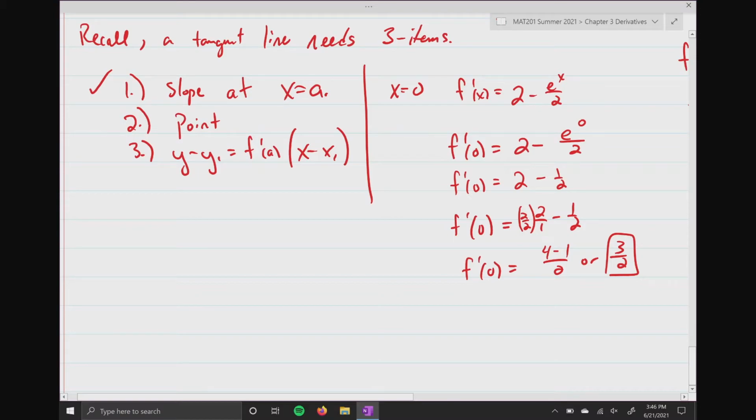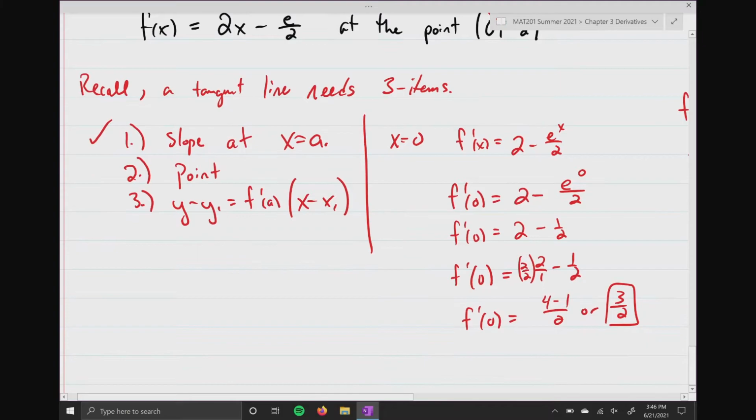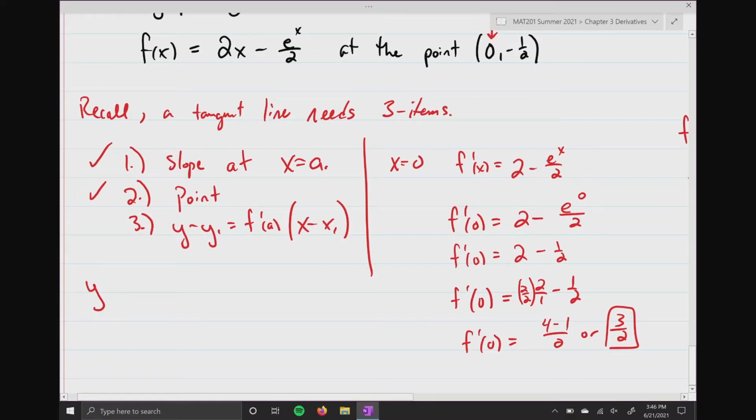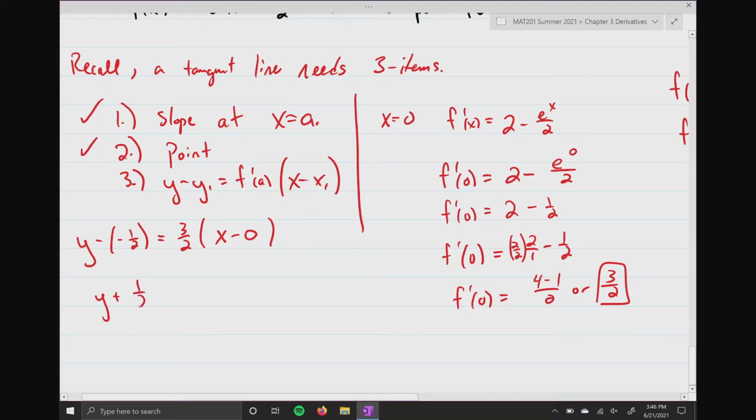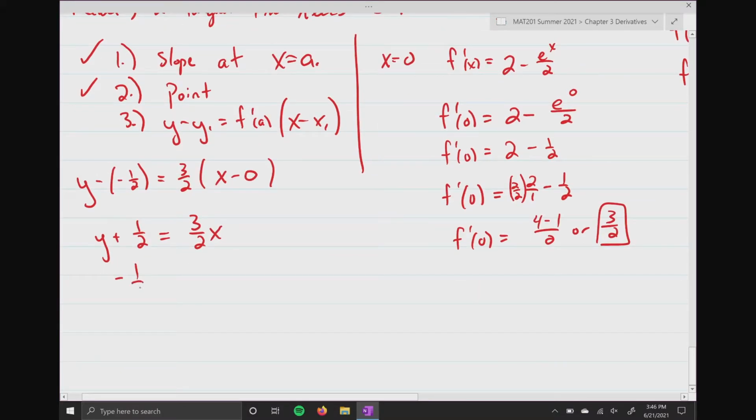Now the point, well, the point was given to us, 0, comma, negative 1/2. So I could put a check mark next to that. So now I'm just going to use my point slope form. So y minus negative 1/2 equals 3 over 2 times the quantity x minus 0. So from here, I'm just going to distribute. So that gives me y plus 1/2 equals 3 over 2x. And then subtract both sides by 1/2 to give me y equals 3 over 2x minus 1/2.